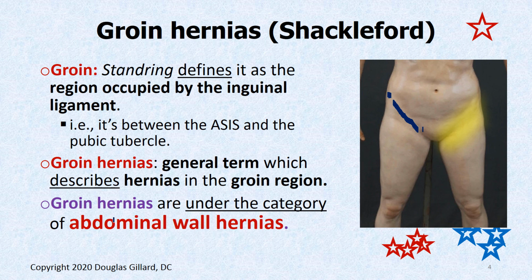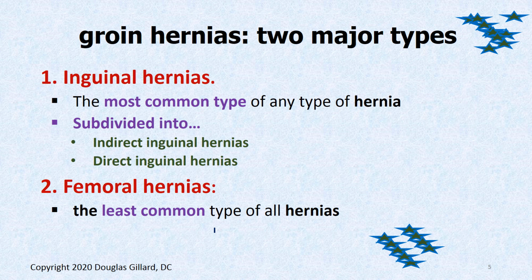Groin hernias are still under the giant category of abdominal wall hernias. There are 2 types of groin hernias: inguinal hernias and femoral hernias. So these are all abdominal wall hernias, but now we're under the main category of groin hernias, and then we have inguinal and femoral hernias. Inguinal hernias have 2 subdivisions: the indirect and direct inguinal hernias.